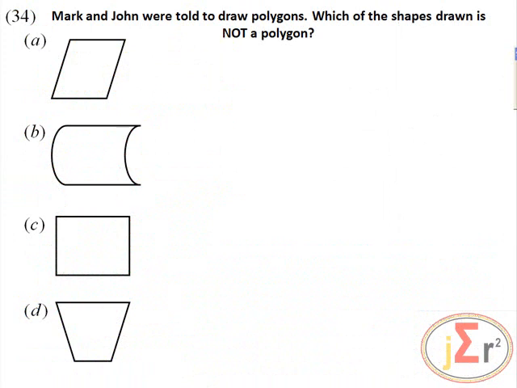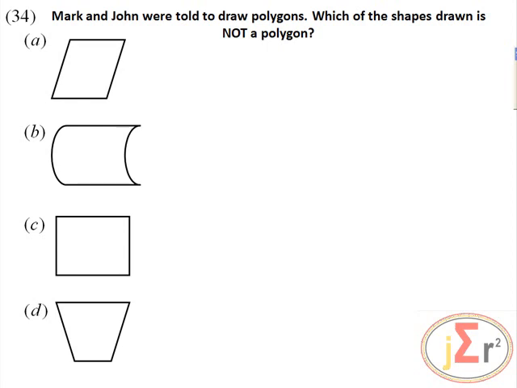Mark and John are told to draw polygons. Which of these shapes drawn is not a polygon? Which one is not a polygon? Option B. And Jerry is saying option B. Why is it that this is not a polygon, Jerry? Because it is round. Because the lines are round. Actually, the lines are curved lines. And a polygon should have only straight lines.